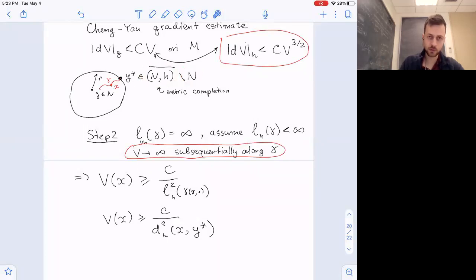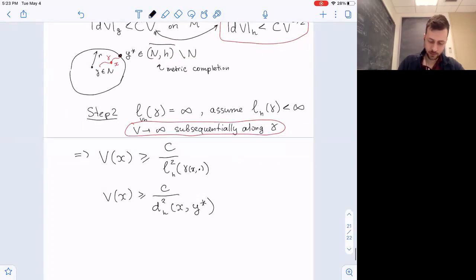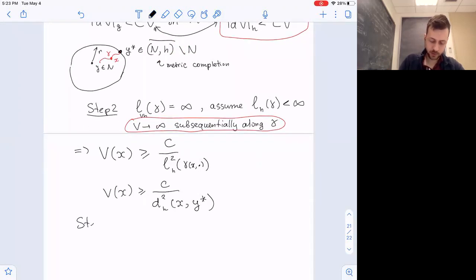So in the end of the day, we want to arrive at a contradiction and show that this set is essentially empty. So there are no points which belong to the completion but do not belong to n. So this is where we use step 3.